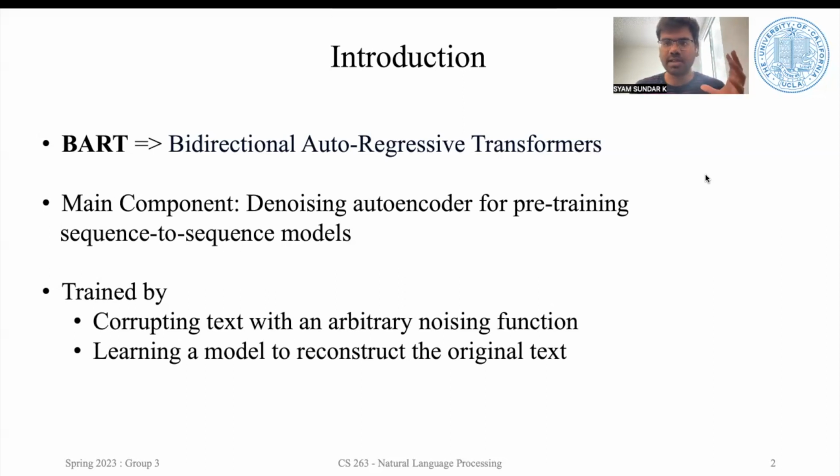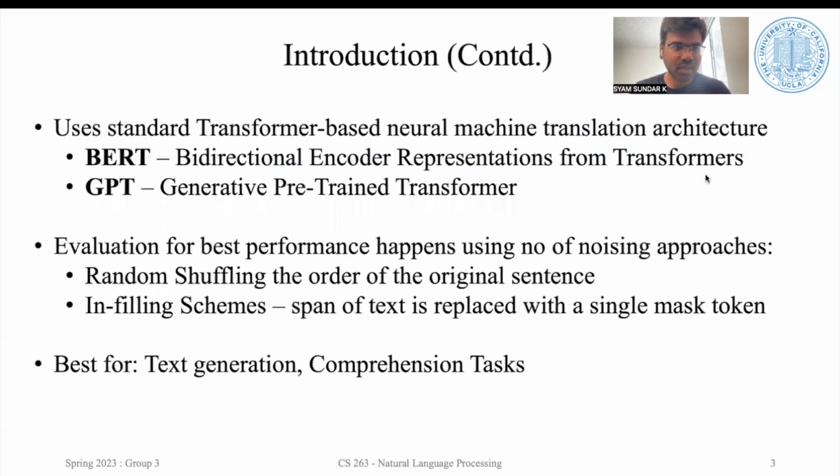It is trained by taking the original document that has text information and using an arbitrary noise function to convert that original text into a noisy text. And we create a model to learn how to reconstruct that noisy text into the original text again. So it uses the standard transformer-based neural machine translation architecture, which consists of two components, BERT and GPT. And these two components are something that you have already seen in class.